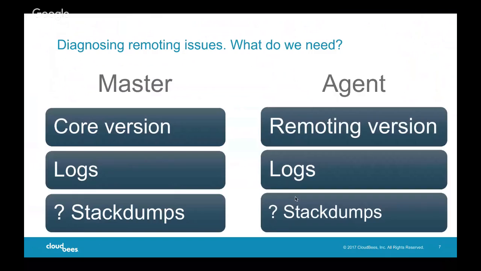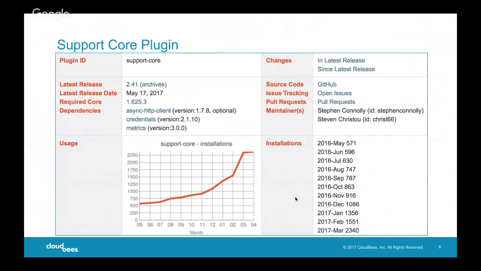So what's the idea behind it? When a remoting issue happens, we commonly need some basic information in order to troubleshoot it. Firstly, it's just Jenkins core version and logs from the Jenkins master, but we also need some information from the agent side, for example, agent connection logs, stack dumps if something hangs, and of course, the remoting version itself. This information can be collected by Jenkins plugins, for example, the support core plugin. So when we need the information, we can just gather it from the instance.